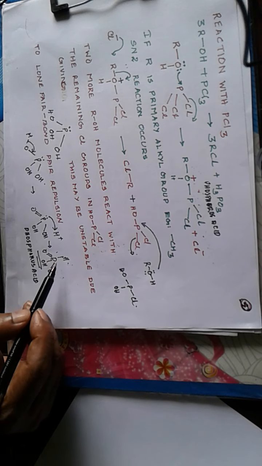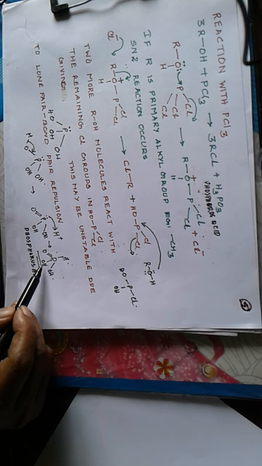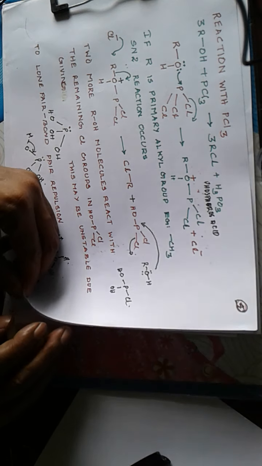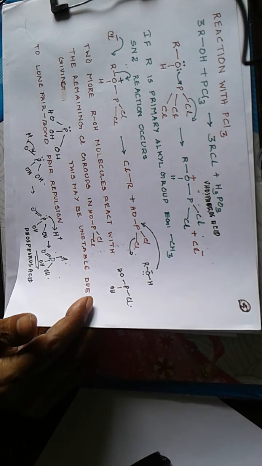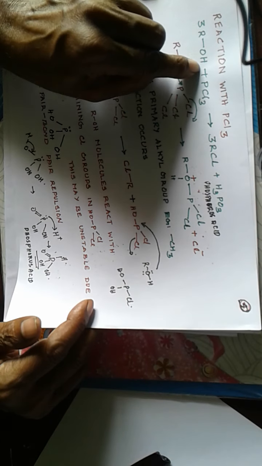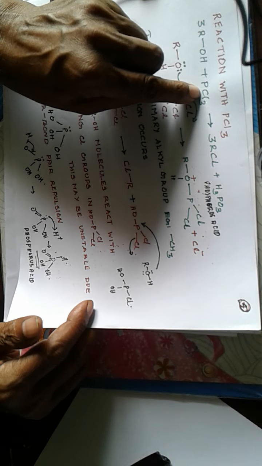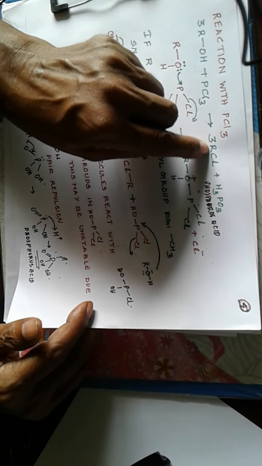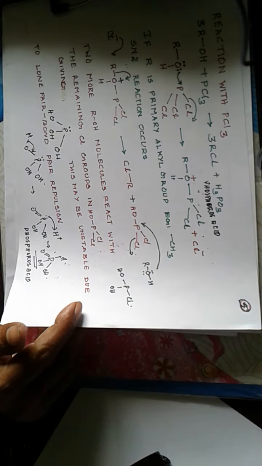It's not P(OH) thrice, but H, P double bond O, OH and OH. So this is the structure of phosphorus acid. So this is unstable, rearranges to this one, maybe due to the repulsion between lone pairs and bond pairs. So here there is no lone pair in the final structure of rearrangement. So that is the mechanism of reaction between PCl3 and ROH, 3 ROH molecules, indicating 3 Cl are removed by 3 OH groups, and we get 3 RCl and H3PO3, that is phosphorus acid.